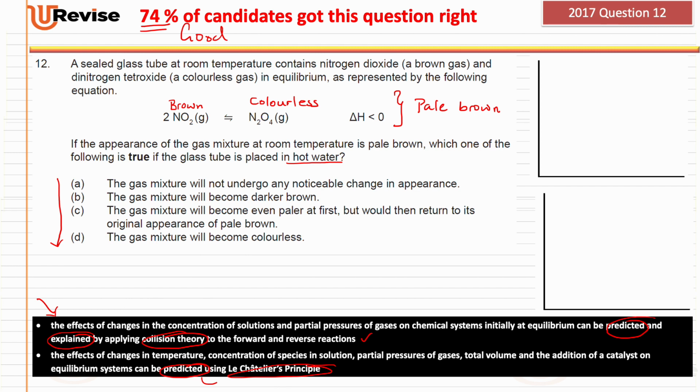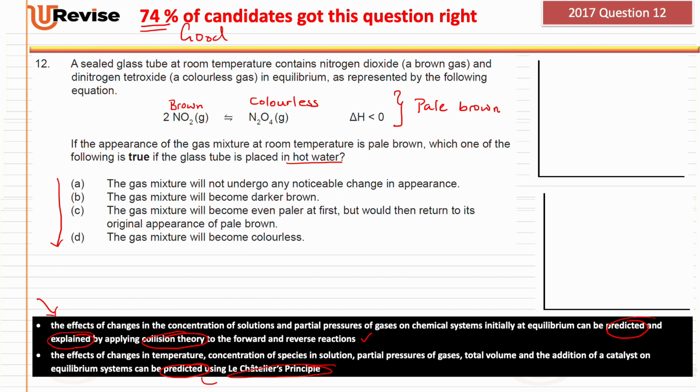And if the question is asking you to state what you will observe, which way equilibrium will shift, it's just asking you to predict, which is where you use Le Chatelier's principle. Okay. Now, let's take a look at the question here.